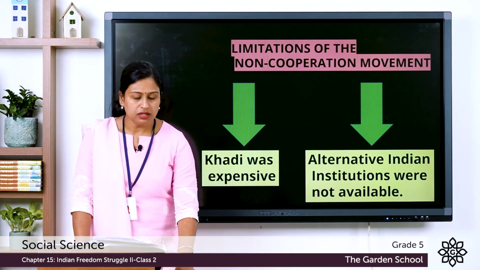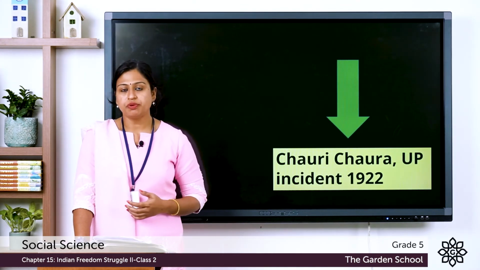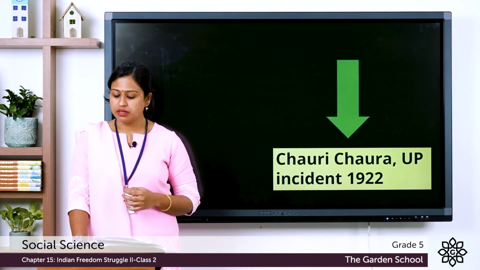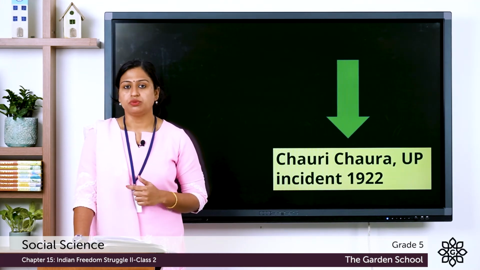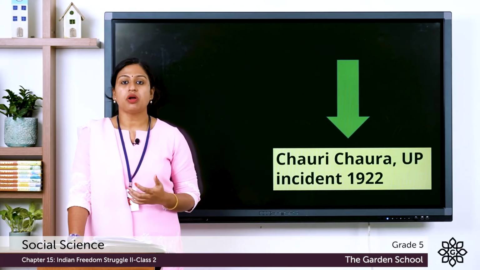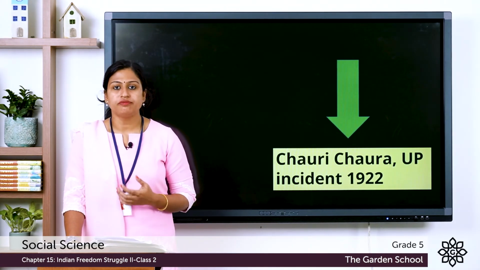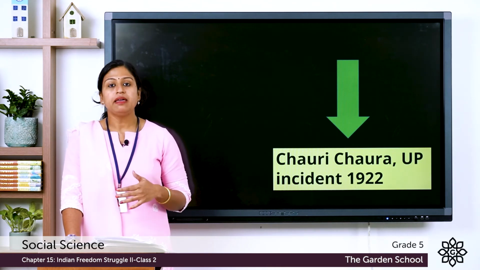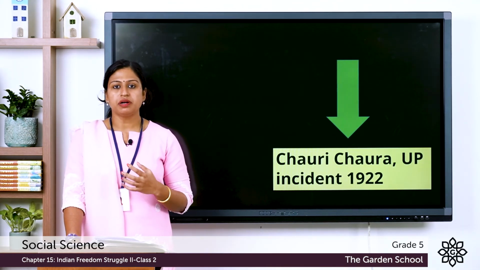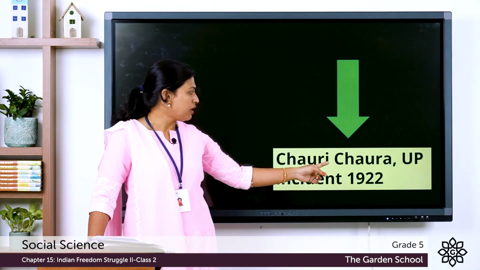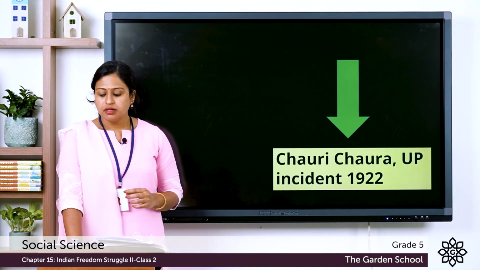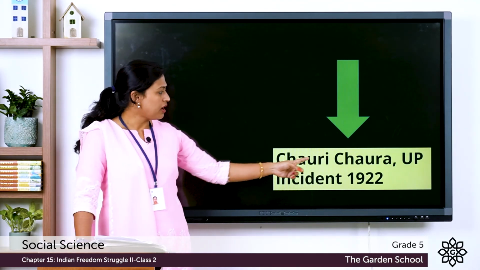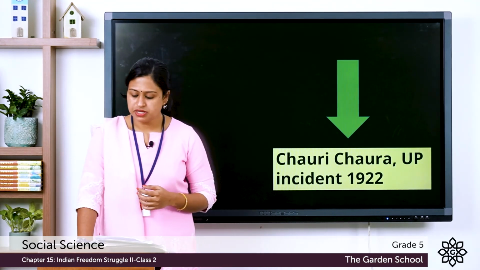Now the third limitation was that the non-cooperation movement was officially withdrawn by Mahatma Gandhi in the year 1922, because some Indian protesters, members of the non-cooperation movement, on 5th February 1922 became violent and clashed with the British policemen at Chauri Chaura in Uttar Pradesh, and in this incident 22 policemen were dead. Chauri Chaura is a place in Uttar Pradesh state.